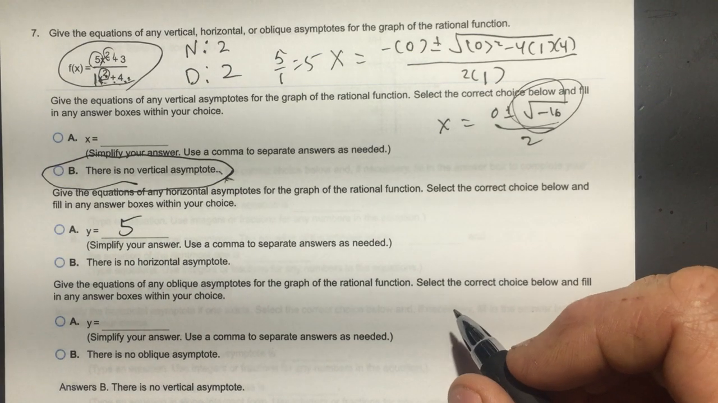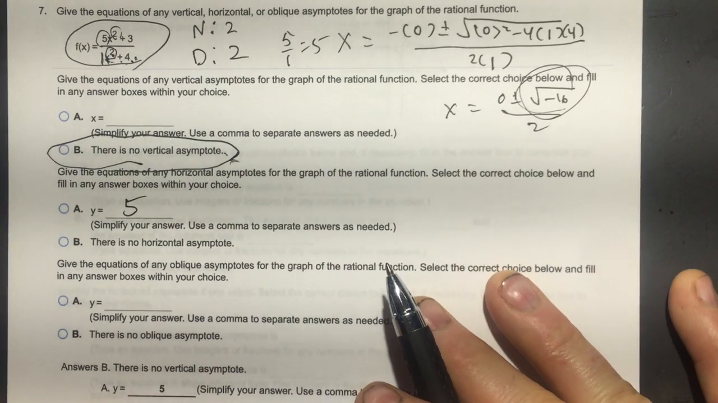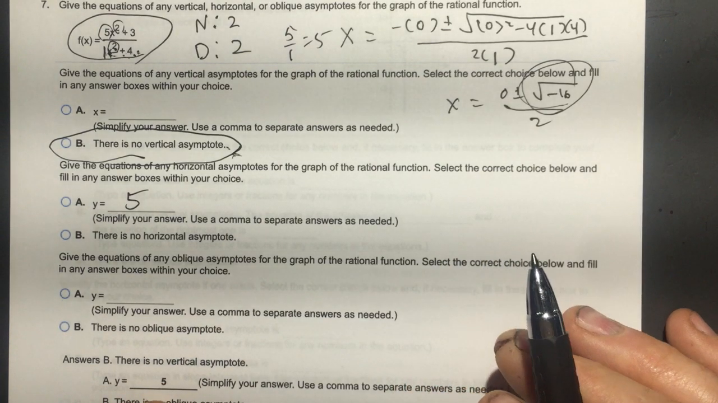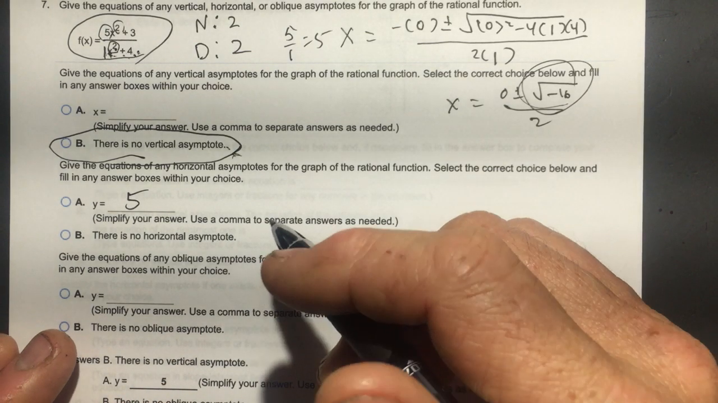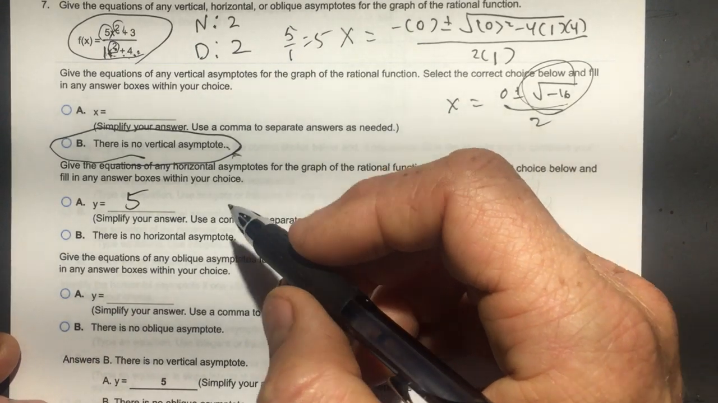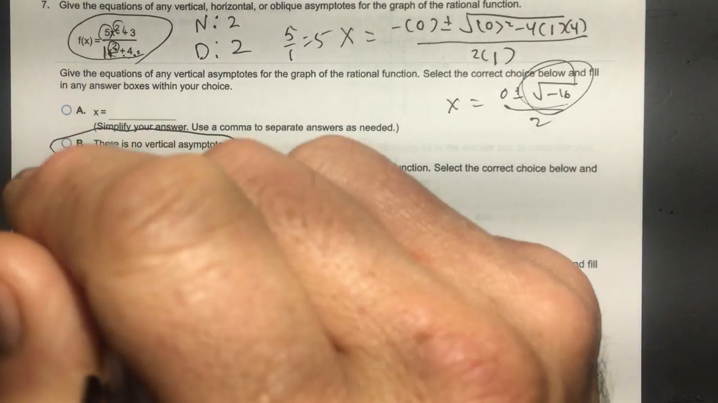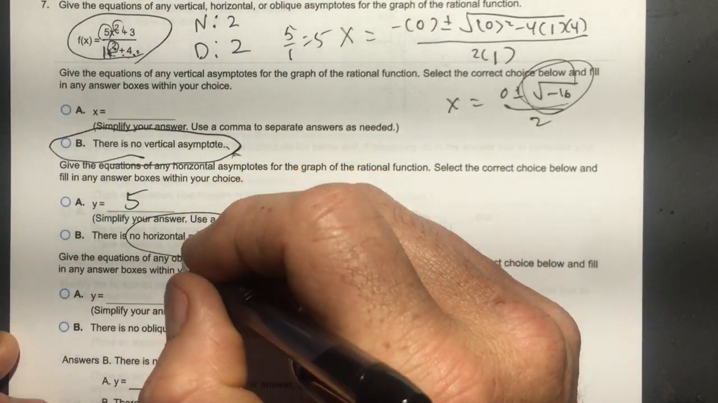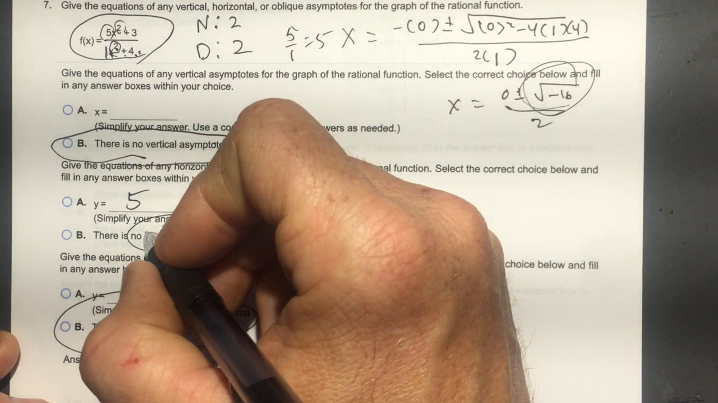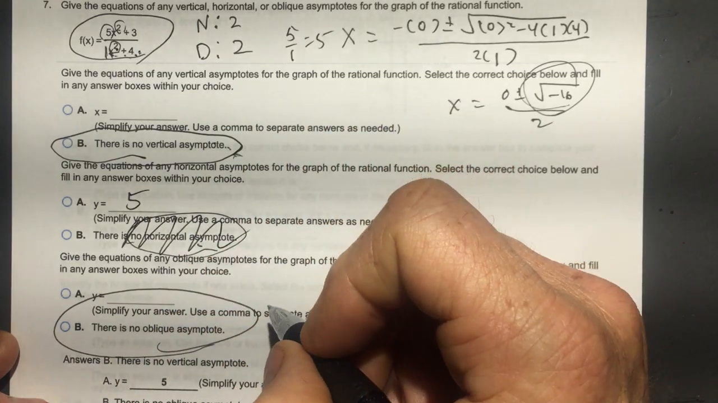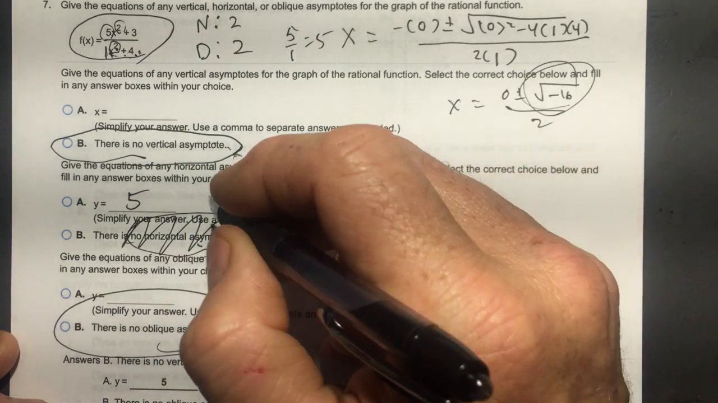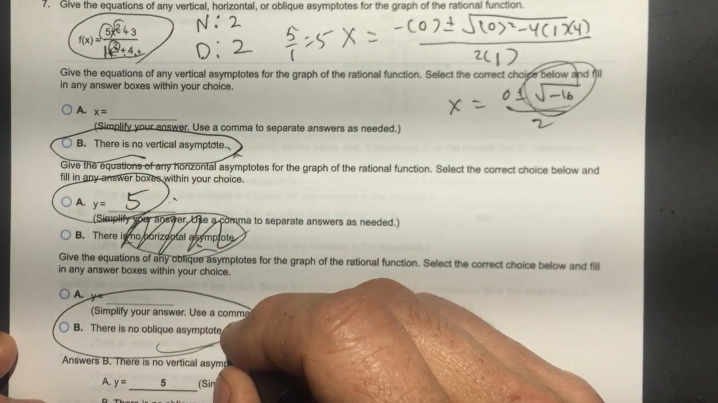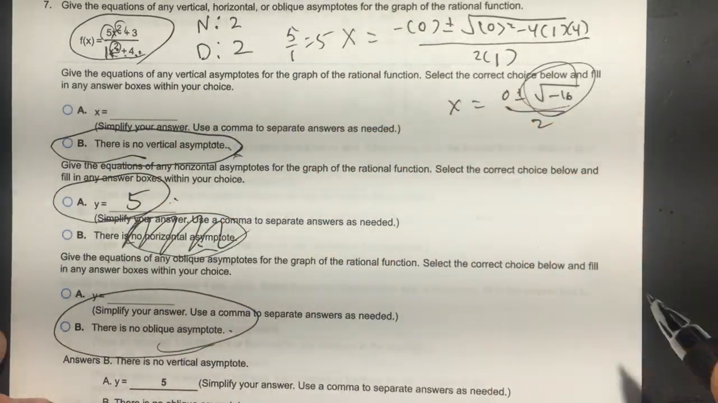The answer is down here. You see, no vertical. y equals 5 is horizontal. What about oblique? What's my oblique asymptote? Well, I got a vertical. I'm sorry, I've got a horizontal. So it means I don't have an oblique. Let me circle that right there. So I have a horizontal, y equals 5, which means I do not have an oblique. I can't have both.